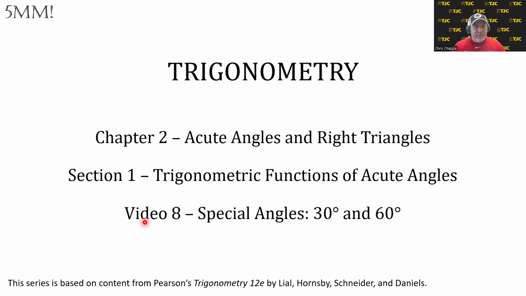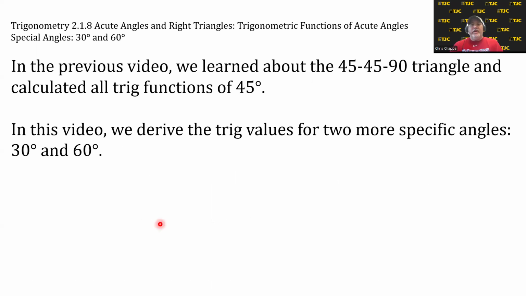All right. In the previous video, we learned about the 45-45-90 triangle and calculated all trig functions of 45 degrees. In this video, we derive the trig values for two more specific angles, 30 degrees and 60 degrees.